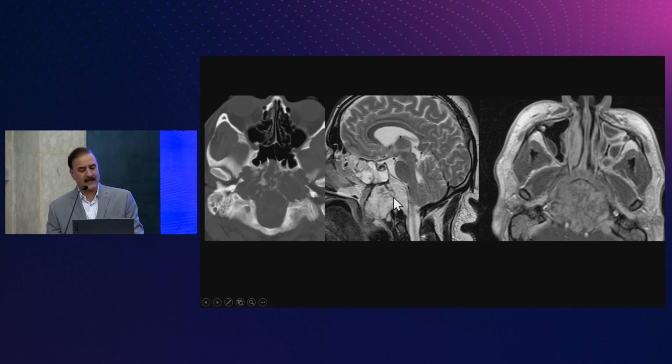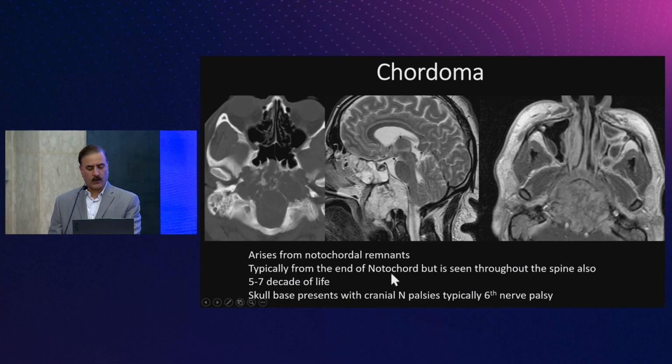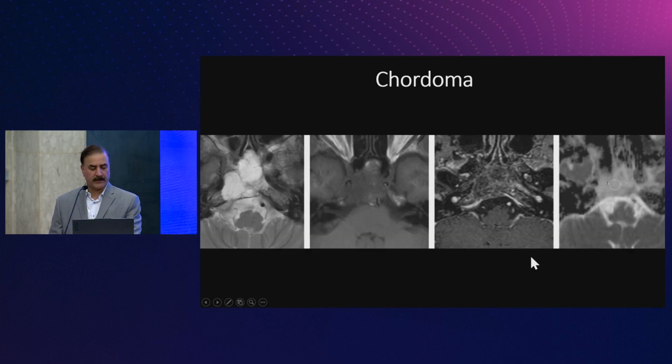Anytime a mass has signal characteristics that is approaching that of CSF, think about chordoma. And it can heterogeneously enhance also. So this is typical notochordal remnant tumor, very bad cancer, and in this location, can present with multiple cranial nerve palsies. Again, the key feature is T2 hyperintense signal.